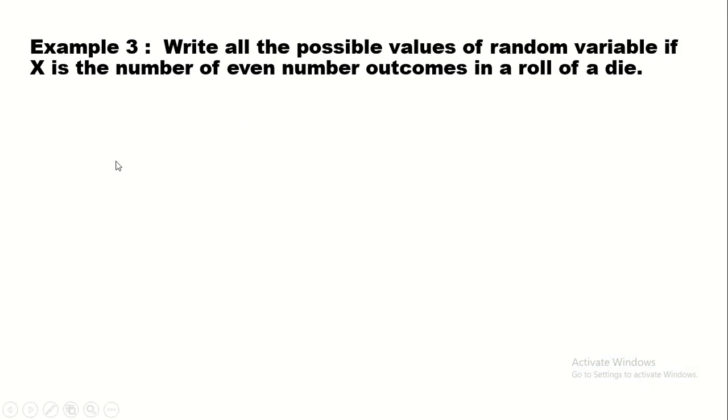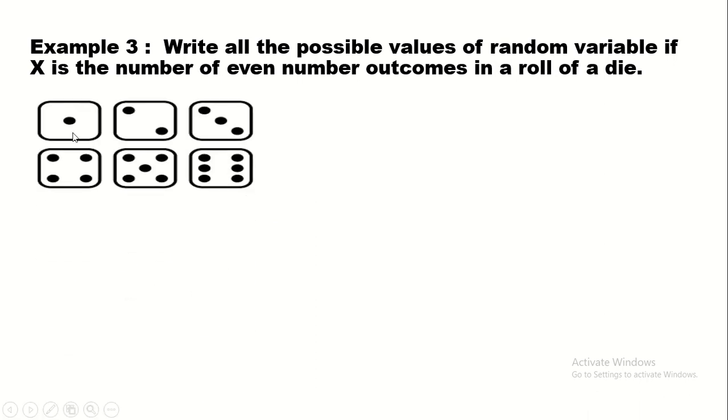Now, example number 3. Write all the possible values of random variable x if x is the number of even number outcomes in a roll of a die. Halimbawa tayo naman ay mag-roll ng die or dice. Alam natin na ang dice ay may 6 na mukha. 1, 2, 3, 4, 5, and 6. Kaso ang tinatanong raw dito ay yung lalabas na even number lang. So, paano natin isulat ang random variable x having the number of even number?